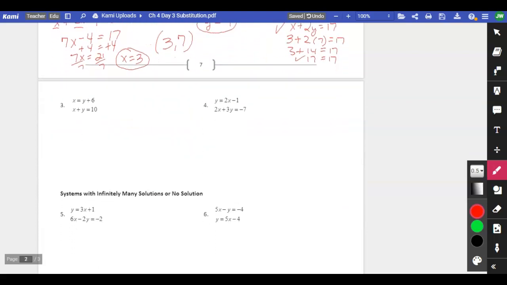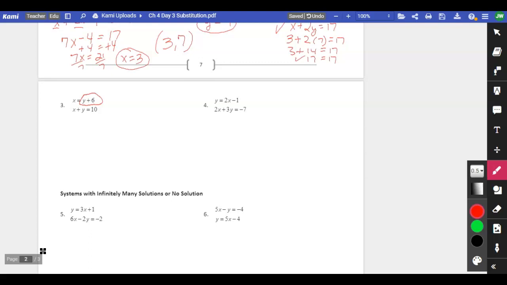I'm going to do 2 more examples, and then you're going to have 4 problems to do for your homework as well. So again, this one is already solved for x. If it wasn't, which I'll point one of those out in a minute, you would want to solve it for x, or we do have some other methods that we're going to use. But here, I need to get rid of a variable.